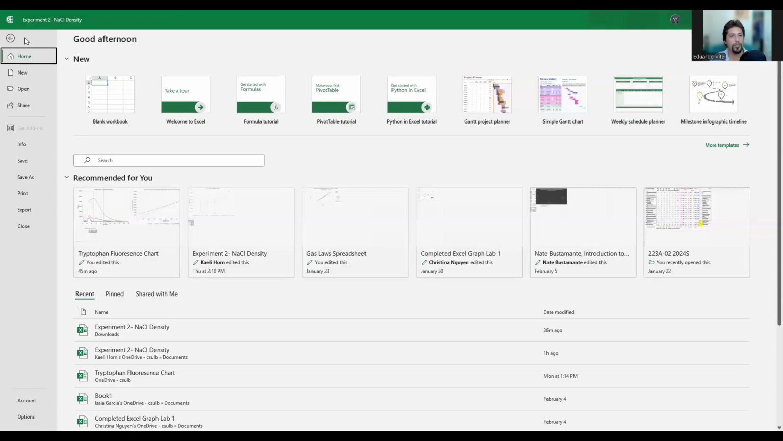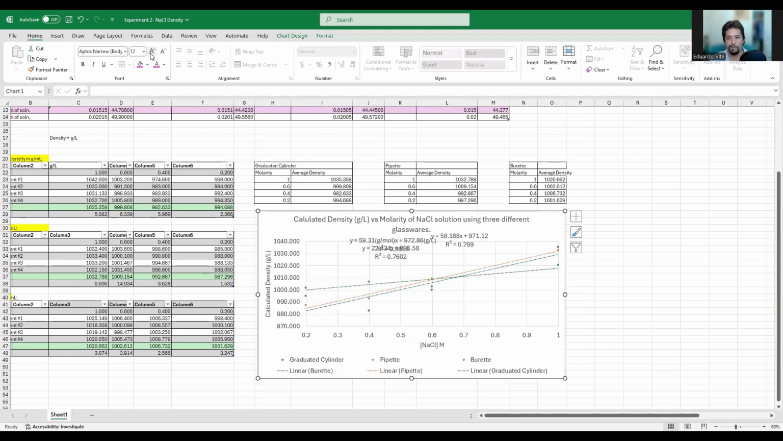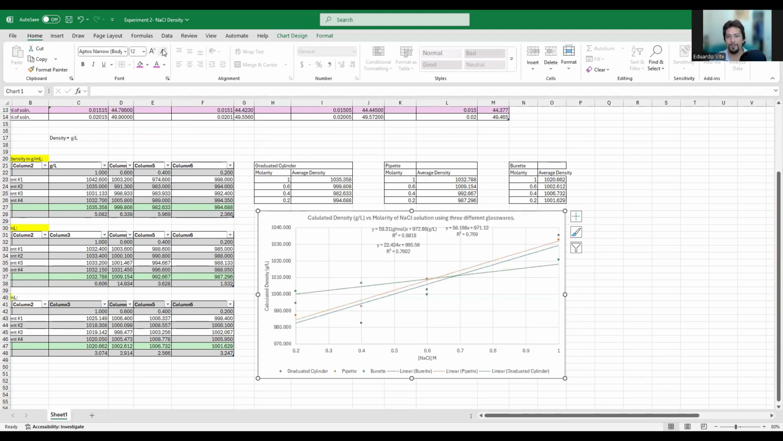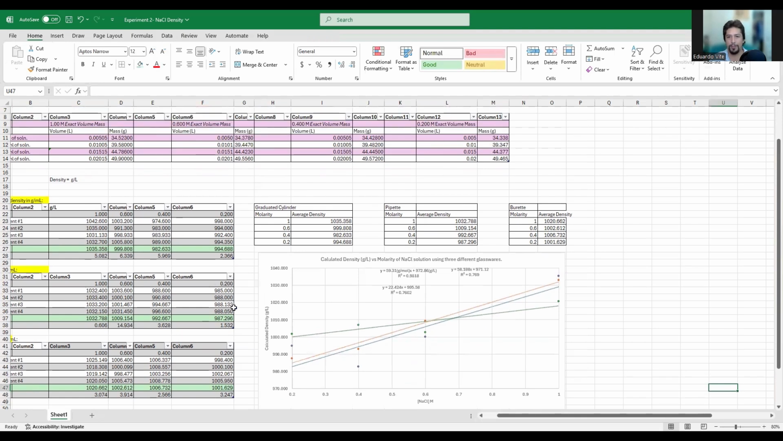Let me see if I can change the font. Nope. No, that doesn't work. Okay, so don't change the font of your graph. Just put it on a separate page and put your spreadsheet on a separate page. But that is pretty much it. There's not really much to it, guys.